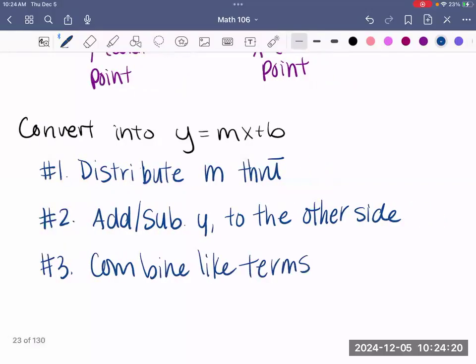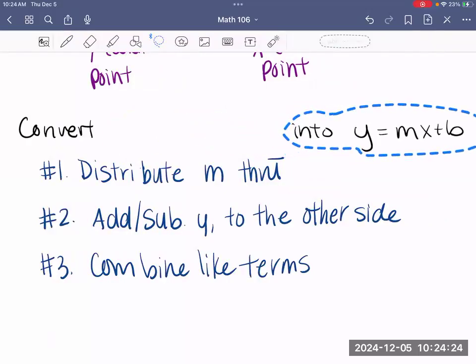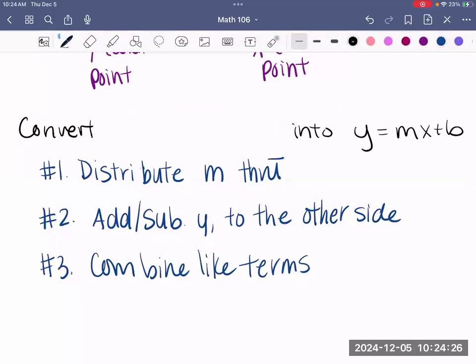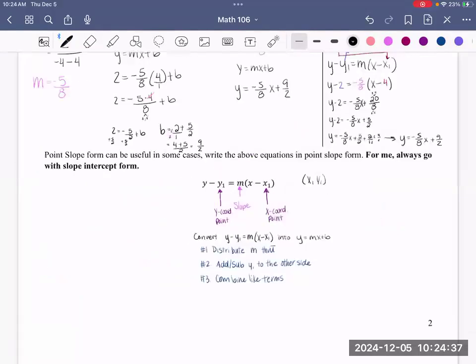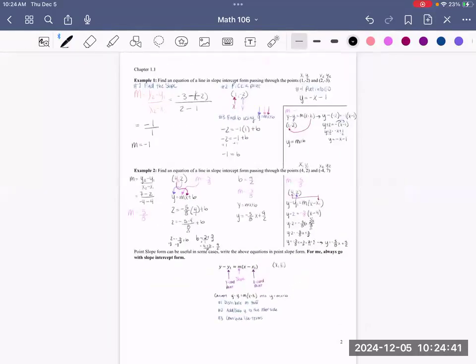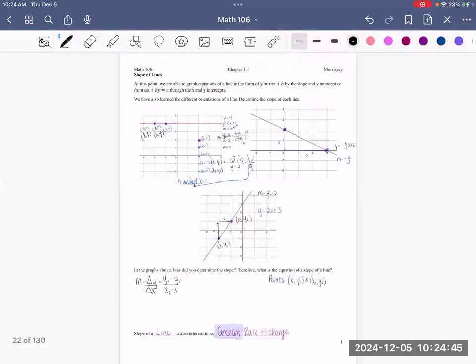And I'm just going to rewrite this direction real quick. Convert y minus y1 equals m times x minus x1 into slope-intercept form. There we go. All right, so that should be it on how to create an equation of a line. I hope you found that informative.